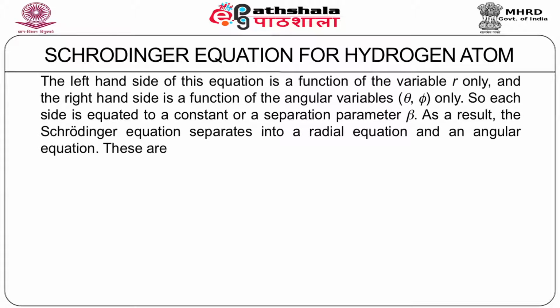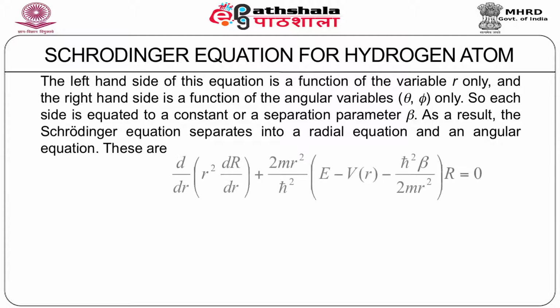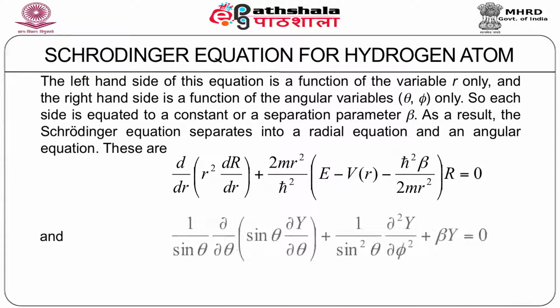The left-hand side of this equation is a function of the variable r only, and the right side is a function of the angular variables theta and phi only. So each side is equated to a constant or a separation parameter beta. As a result, the Schrodinger equation separates into a radial equation and an angular equation. The first one is the radial equation and the second one is the angular equation. We don't have to bother very much about the angular equation because this is the same equation as we got in the case of a rigid rotator. We know the solutions, so we'll summarize them at the end.